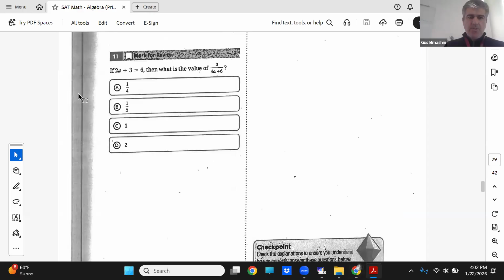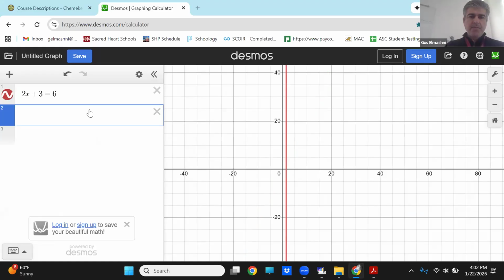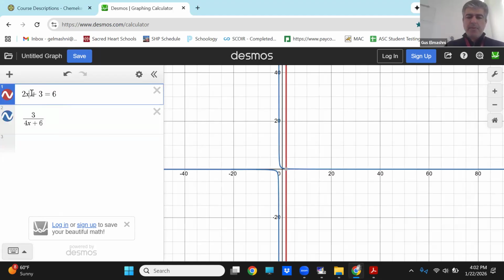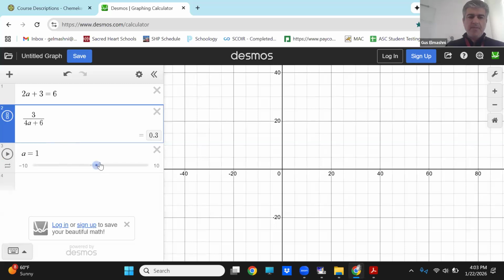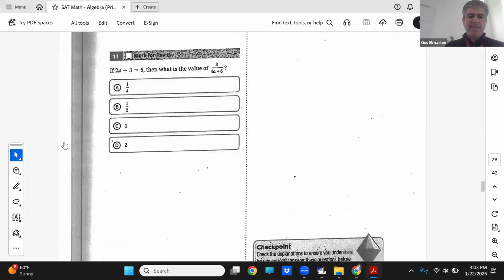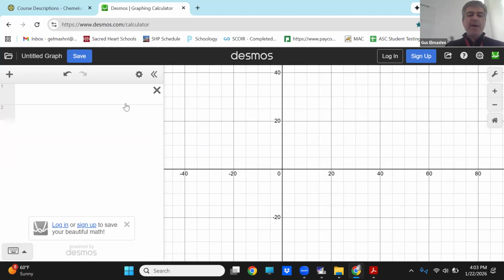Let's use x instead of a. 2x plus 3 equals 6. And if I do 3 divided by 4x plus 6... Actually, let me take it back. Let's use a slider. Hold on. You know what? I thought this would work for us. Oh, actually, it did work. Never mind. Okay, let me back up here.